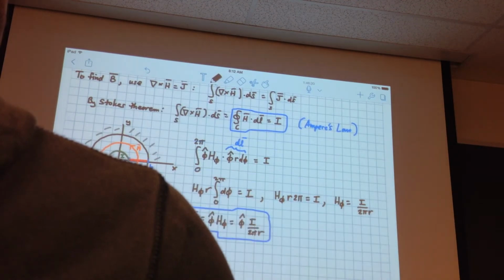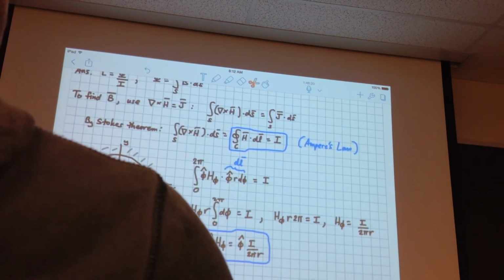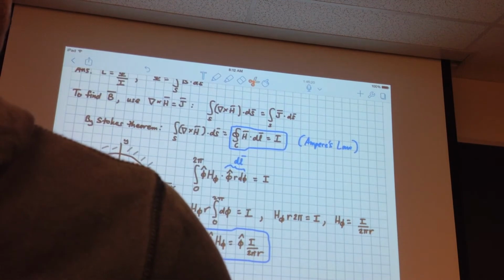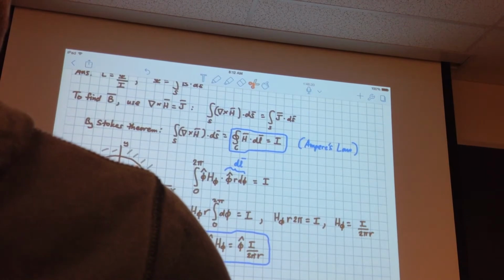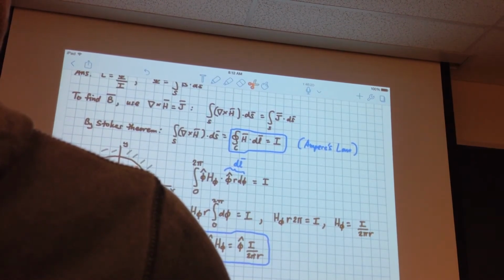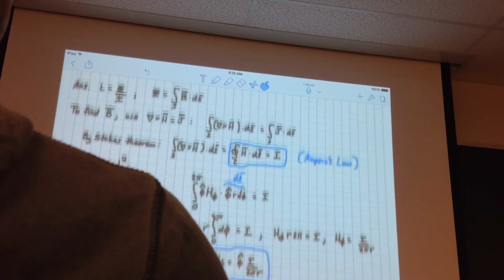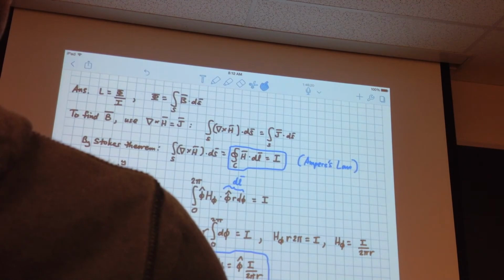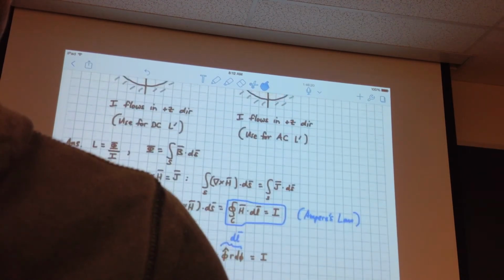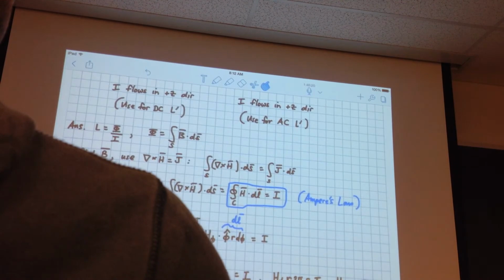And what's interesting about Ampere's law is it's only the current that's enclosed inside of your Amperian contour. It doesn't depend on whether or not you've got a solid metal or an infinitely thin wire. What only matters is the current that is inside of that contour. Okay, so I'll do an example later to illustrate that point. Okay, so once you have the magnetic field, we can finish this problem.